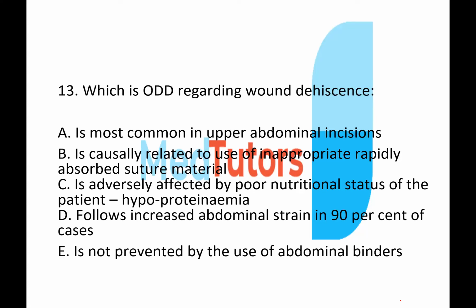Sorry, we are reversing all the options. We said it's most common. A is false. Is that not so? So, causally related to use of inappropriate rapidly absorbed suture material. Okay? Is adversely affected by poor status. Okay, that is true. D is also true. Is that not so? If the patient is coughing, straining, you went and did a surgery for a patient who is having cough, there's going to be a problem. The wound will break down. So your answer here is what?